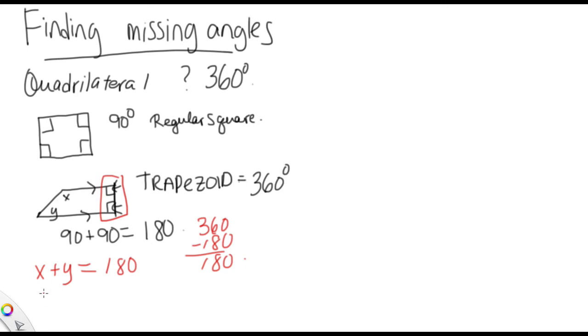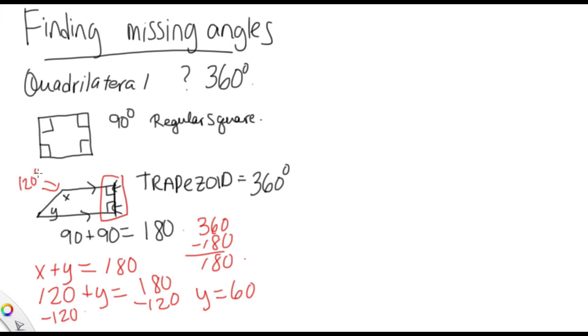So you pick your favorite number. Let's pick 120, for example. If X is 120, then what is Y going to be? Well, I know this is 180. I want to know what Y is, so I'm going to subtract the 120. And that means that Y is equal to 60. So now I found my missing angles. X is 120 degrees and Y is 60 degrees.